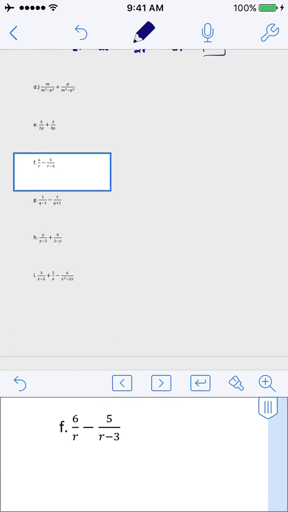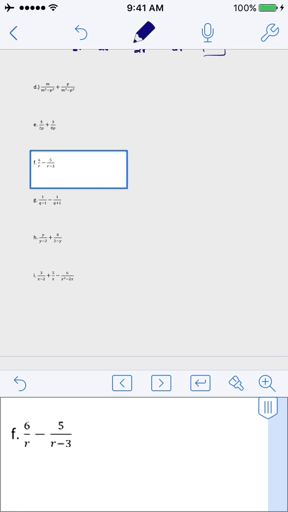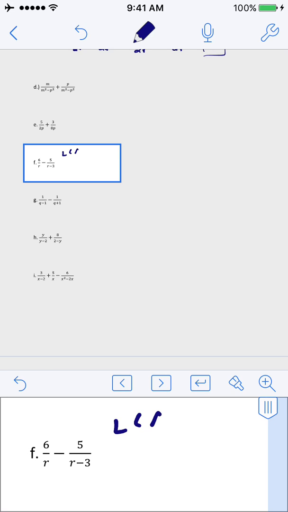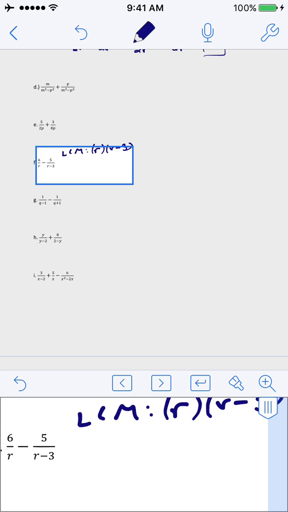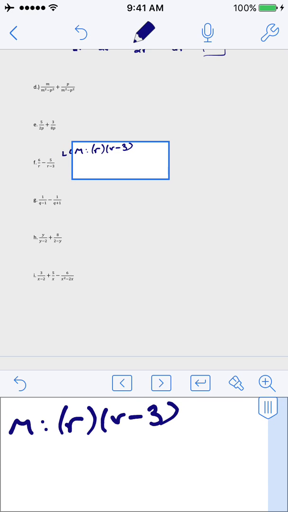Alrighty. What happens though when they don't match? Well, when they don't match, we're going to have to do what we did in the very first problem. In order to get a 3 and a 4 to a 12, you had to multiply by something, right? So first off, what would be the LCM here? The LCM would be one of each, an R and an R minus 3. They have nothing in common, so that's my LCM, right?